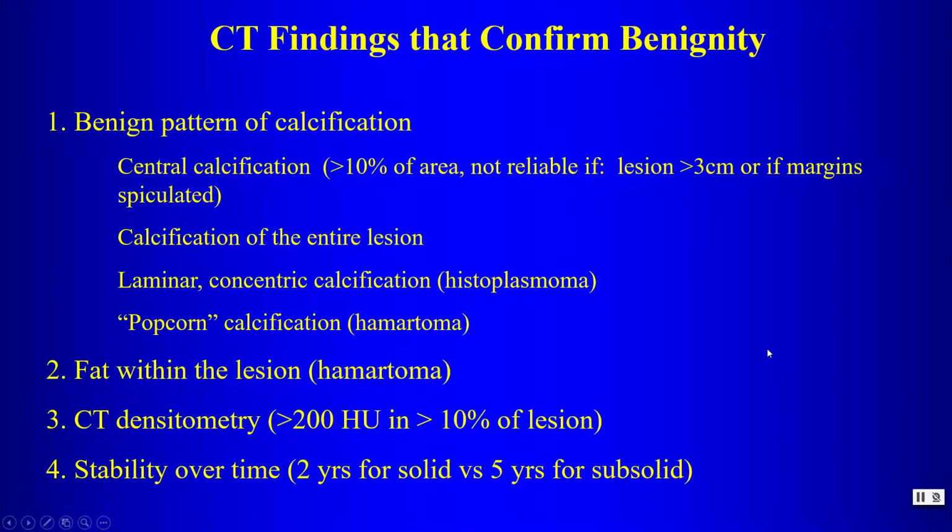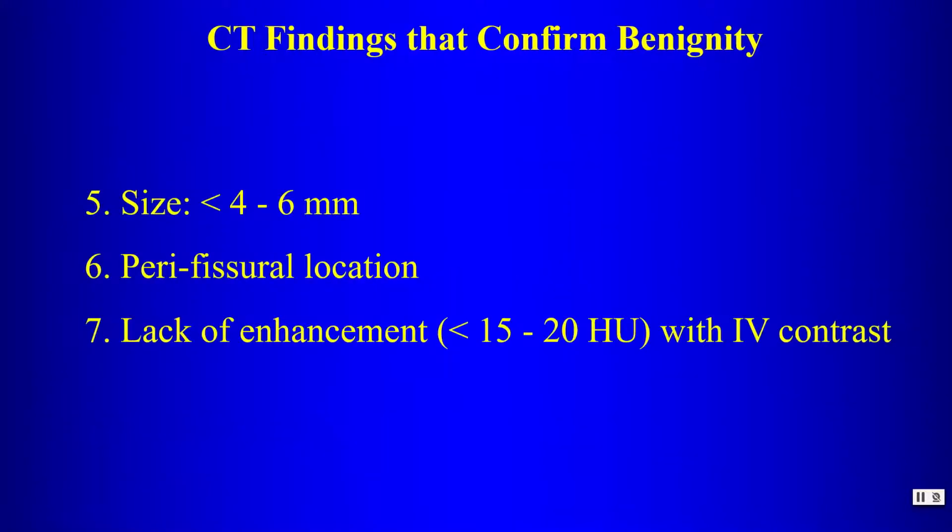CT densitometry: if the lesion is dense, greater than 200 Hounsfield units, it usually means there's calcification in the lesion, and also stability over time. If we have a solid lesion that is unchanged in 2 years, then we can usually assume that that is a benign lesion. On the other hand, lesions that have any ground glass attenuation need to be followed for much longer periods of time. So we usually follow those for 5 years before we can say that the lesion is benign and does not require further follow-up CT.